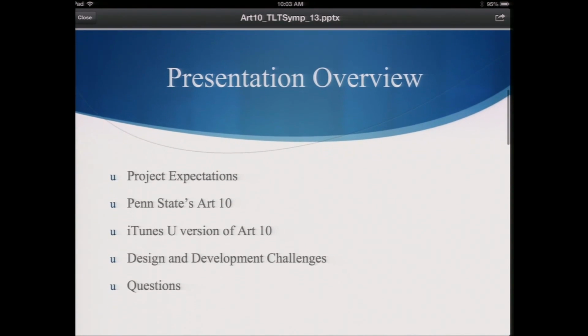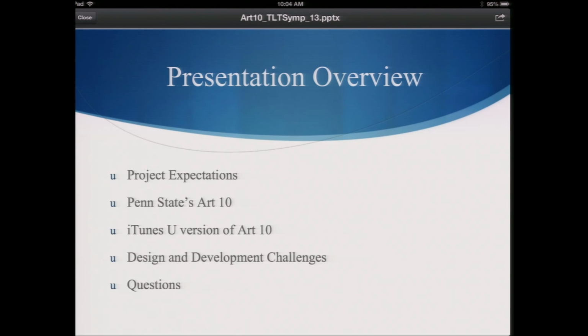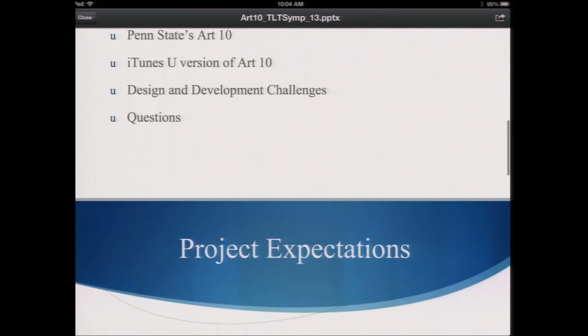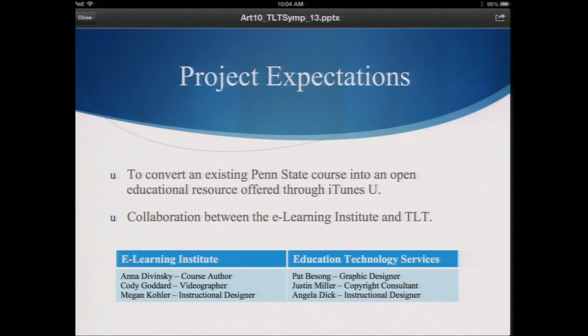So just to give you a brief overview as to what we're going to cover, because we've got a lot of great information. We're just going to give you a brief overview of the project itself, set up the expectations that we were facing when we first started. Then we're going to have Anna show you a little bit about the Penn State version of Arctan. Then we're going to go through the iTunes U version of Arctan. Then we're going to discuss some of the design and development challenges that we faced during the project. And then we'll wrap it up with a question and answer session. So with that, we're going to go ahead and move right along.